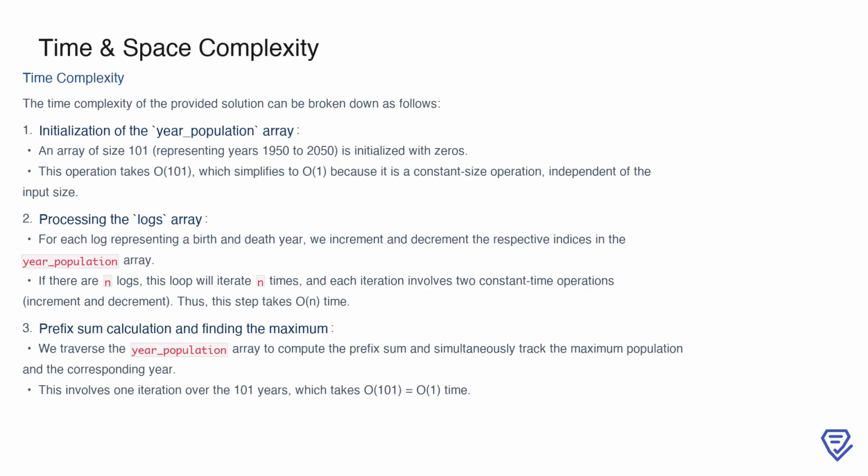Next, we process the logs array. Each log contains a birth year and a death year, and for every log, we increment and decrement the respective indices in the year_population array. Since there are n logs, this step involves n iterations, and each iteration takes constant time. Therefore, this part of the solution takes n time. Finally, we calculate the prefix sum to determine the maximum population and the corresponding year. This involves a single traversal of the year_population array, which is fixed at 101 iterations, contributing another 1 time. These steps collectively form the basis of our time complexity analysis.